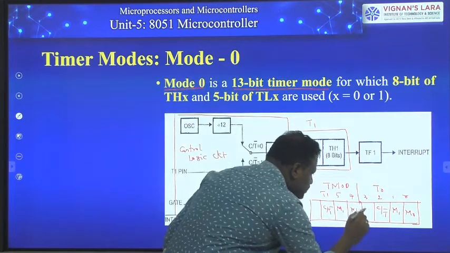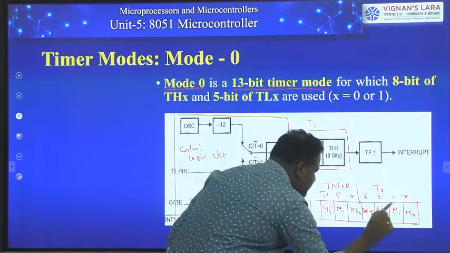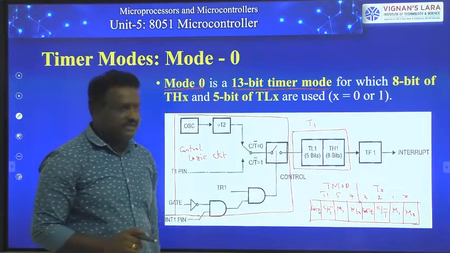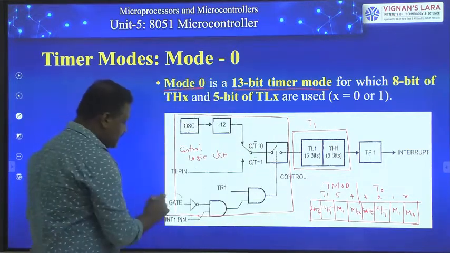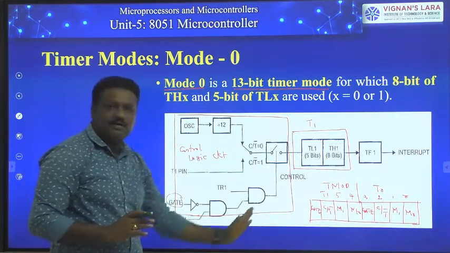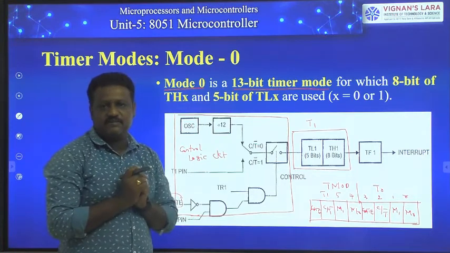And coming to the most significant bit, which is always the gate bit. So the most significant bit is always the gate bit. See here, that is the gate bit. In the last class, we discussed the entire operation of this control logic circuit.